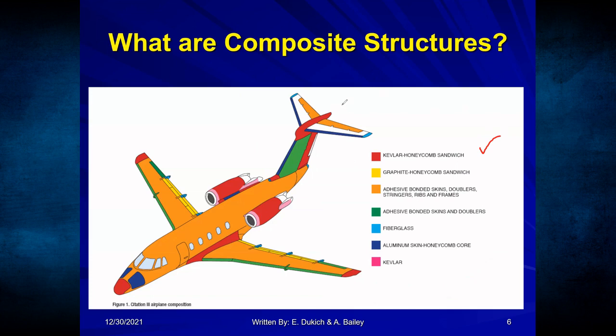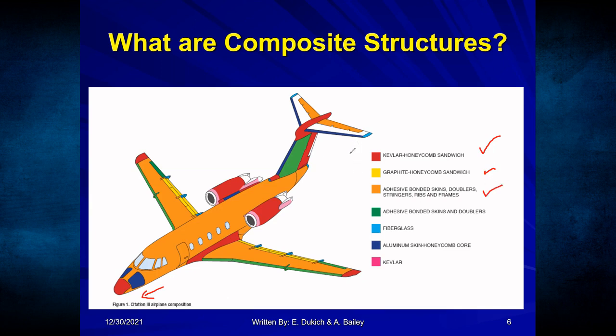And this is a Cessna Citation 10 right here. You can see this area right here down below. Citation 10 airplane figure. The red areas are made of Kevlar. And so that is a man-made material that could be layered together to make a structure. The yellow areas are graphite honeycomb composites. Sandwiched together means that you take several layers and bond them together. Generally, adhesive bonded areas are the orange areas.